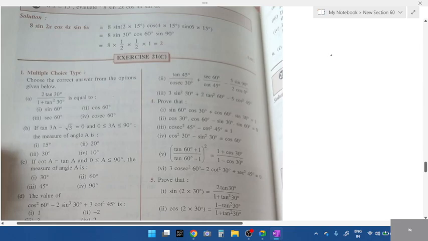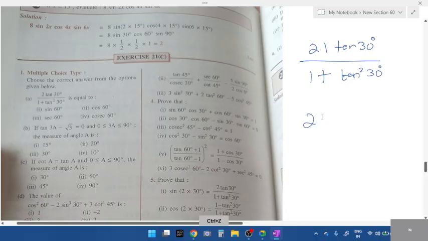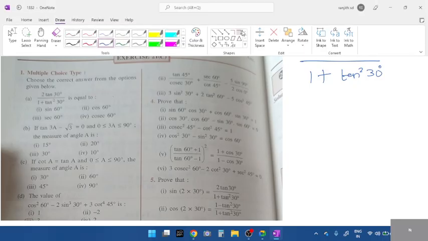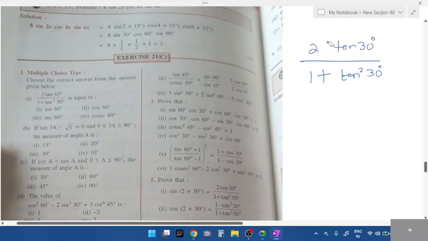Look at the first one. What is the first question given? Exercise 21-C. 2 tan 30 degrees divided by 1 plus tan square 30. It's a very simple concept. Can you tell me what is tan 30?